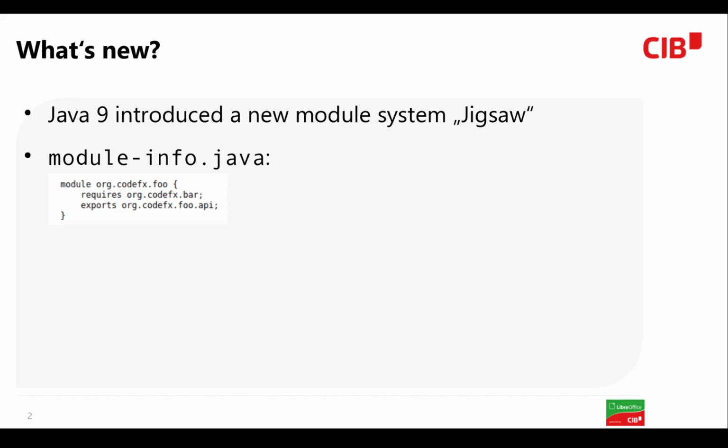Just a quick introduction, you can add a module-info.java to your Java project, and there you can declare a module with a module name. In this case, it's org.codefx.foo. It can require other modules. In this case, it requires a module named org.codefx.bar, and it can export a series of packages. In this case, it exports the package org.codefx.foo.api. This is the basics of the Java module system.